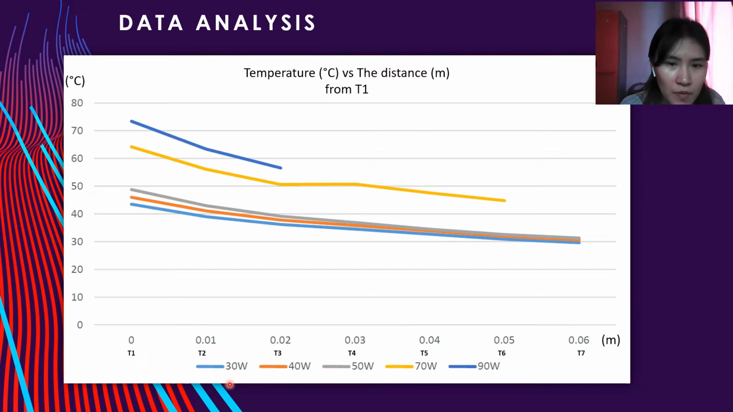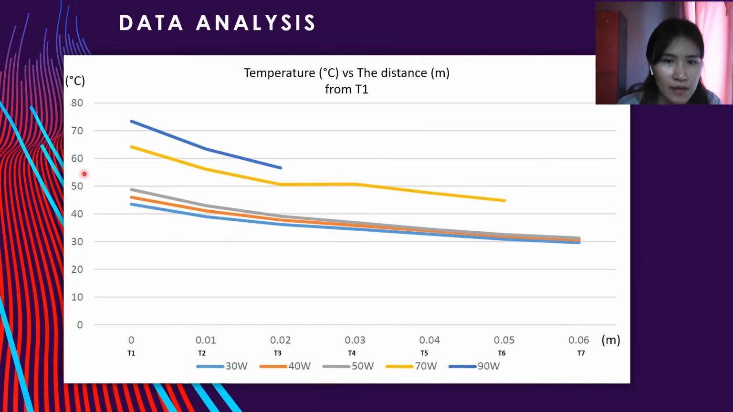The light blue is for 30 watts, the orange is for 40 watts, the gray is for 50 watts, the yellow is for 70 watts, and the dark blue is for 90 watts. As we can see, there's a similarity for each line. The temperature for each line is gradually decreasing the further it is from T1. This shows the relationship between the distance and the temperature for this experiment.